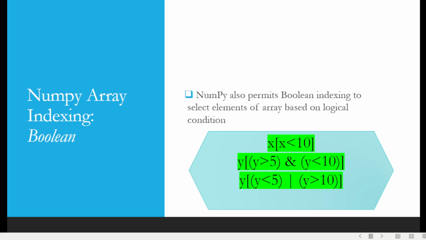NumPy permits Boolean indexing to select elements of an array based on a logical condition. For example, we want to filter all the values that are greater than 5 and less than 10. In the same way, we can specify different conditions to extract the sub-array from the original array. In Boolean indexing, a subset of an array is selected based on the values of the data and not on their row, column, label or integer locations.